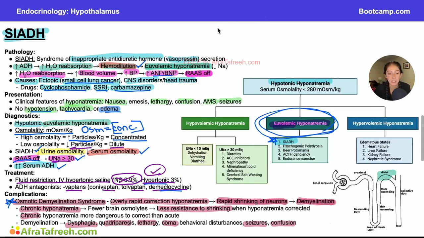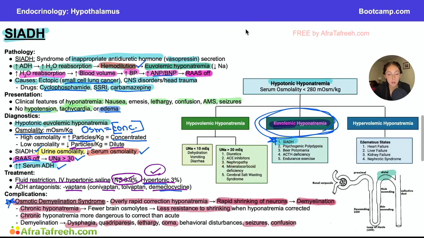Let's try a practice question. Well, they might say something like, a patient presents with nausea, vomiting, and confusion. They're not tachycardic, blood pressure is stable, medical history is unremarkable except for anxiety and depression, for which they are seeing a psychiatrist. They are given tolvaptan and their symptoms improve. What was their urine osmolality, urine sodium, and serum ADH prior to treatment?